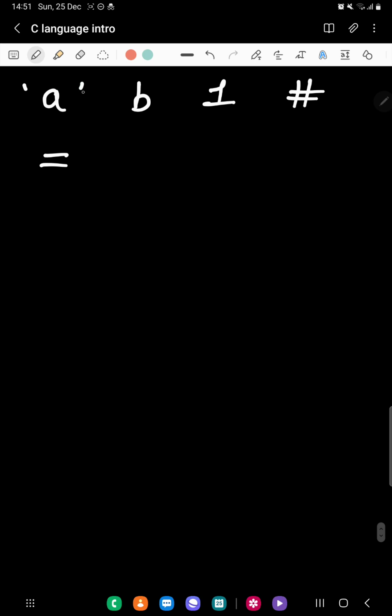Now the third type of constant are character constants. So if we write a, b, 1 or any symbol like hash or equals to, these all are characters. Now to write these as character constants, we need to write within single inverted commas. So now these are character constants written within single inverted commas.